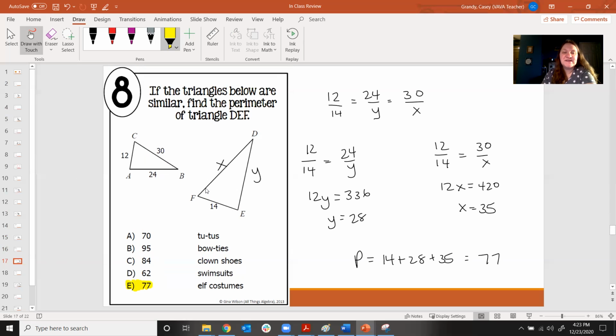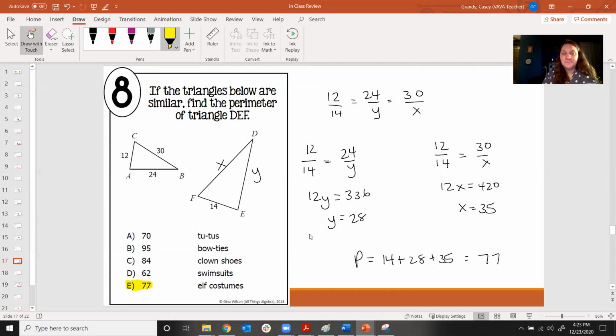So I called DF x and DE y. So I set up my proportion and I said that 12 over 14 equals 24 over y equals 30 over x. And when I was doing this, I wasn't completely concerned about whether BA corresponded to DE or BC corresponded to DF. If I got these mixed up, it wouldn't truly matter because I'm still going to get the same numbers to add up for the perimeter. So if I had those flip-flopped, and I very well may have, it wouldn't change the perimeter.